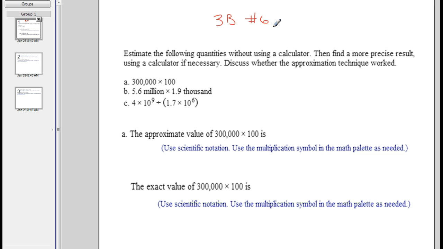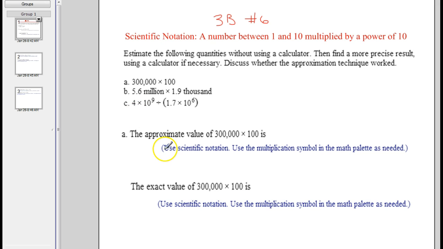Just as a review, scientific notation is defined to be a number between 1 and 10, 10 not included, multiplied by a power of 10. Things like 2.57 times 10 to the 8th. This first number must be between 1 and 10. You can't have a number like 37 times 10 to the 3rd. You can't have a number bigger than 10 or smaller than 1 being multiplied by that power of 10. So that's what we mean by scientific notation.